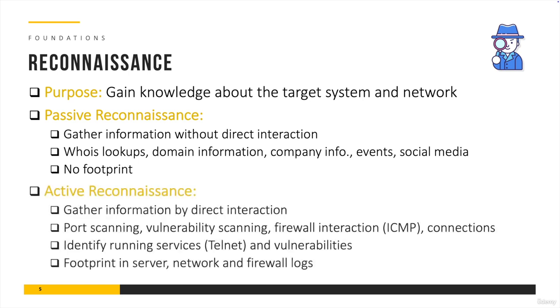In contrast to passive reconnaissance, we have another type of reconnaissance, which is active reconnaissance. In this one, attackers try to gather information by direct interaction. This could include port scanning their servers, vulnerability scanning, trying to interact with their firewalls, trying to open connections, and maybe identifying running services. Now, with active reconnaissance, the attackers are obviously going to get much more detailed information. However, due to their interaction with the target systems, they are going to leave some sort of a footprint in the servers or the network or firewall logs.